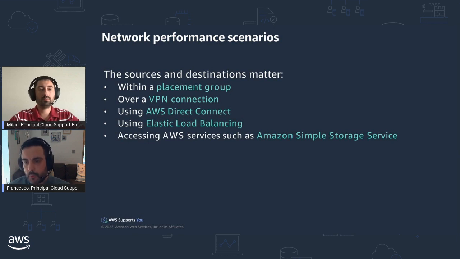So the first thing that we have to discuss with our customers is that the source and destination matter when you are evaluating network performance. And this means that if you're running instances close in a single placement group, or if your source and destinations are over a VPN connection or a Direct Connect, or you're using a load balancer to distribute traffic across your instances, or even using other services that are not directly related to EC2. We will focus on EC2 for this presentation, but we'll give a few indications of what your expectation should be when accessing services like S3 or even remote services over the internet.